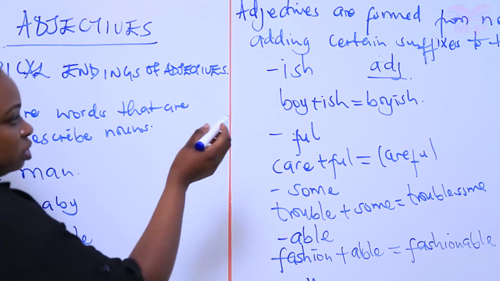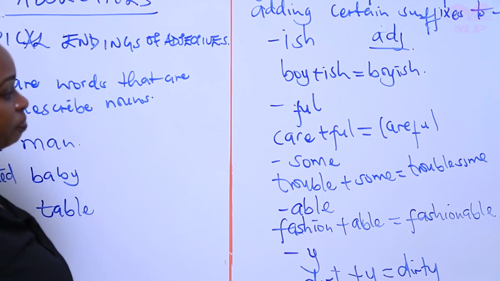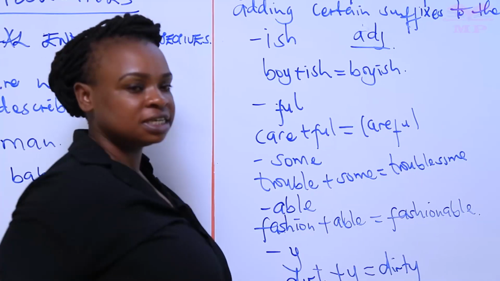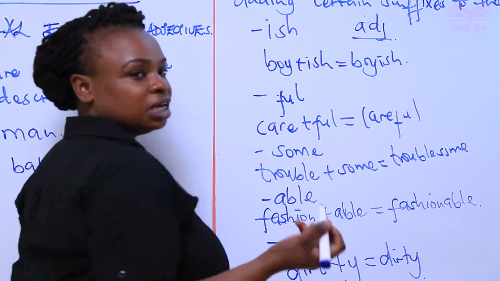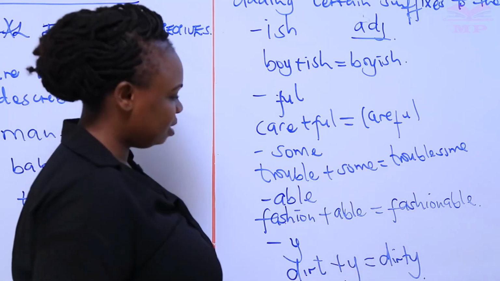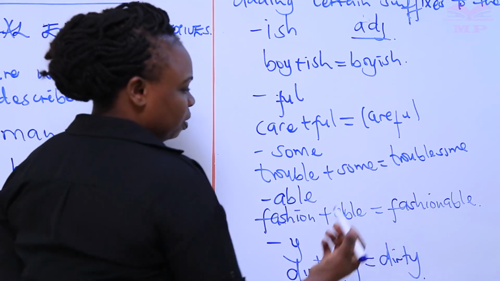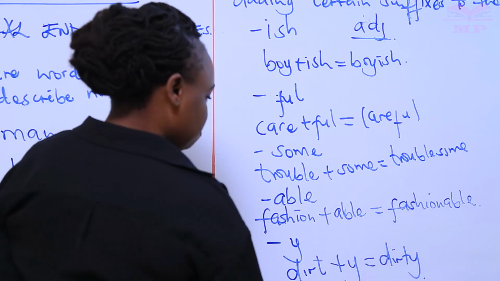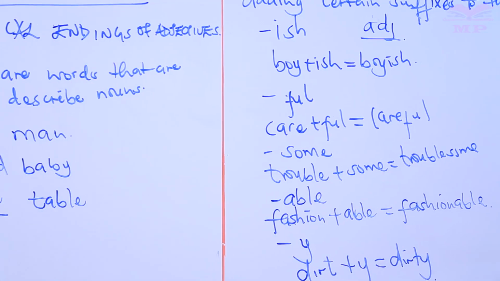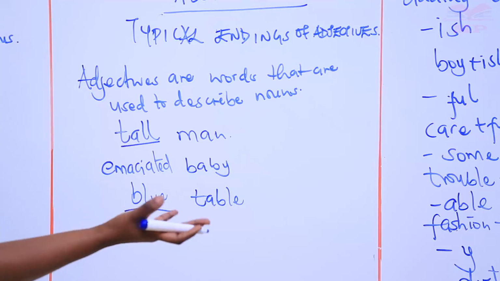So when you add ish, it becomes boyish. Boyish is an adjective. Careful, so I can say he had a boyish character. She was a careful girl. It was a troublesome baby. Then we have fashionable. Mary is fashionable. Then we have dirty. The clothes are dirty, or maybe I bought dirty clothes.